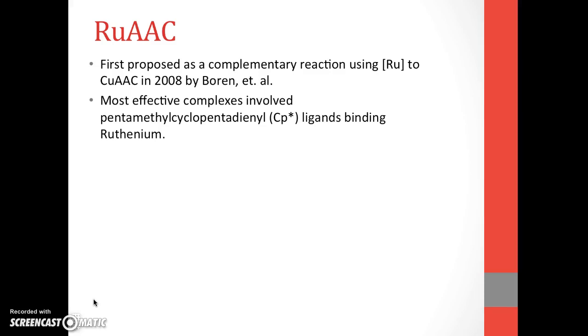The ruthenium catalyzed azide alkyne coupling was first proposed as a complementary reaction using ruthenium to the copper reaction in 2008 by Bohren. The most effective complexes involved are pentamethyl cyclopentadienyl ligands which bond to the ruthenium. The main purpose of these is just to stabilize the ruthenium's metal center to make it more reactive. You can see that that is the pentamethyl cyclopentadienyl molecule.